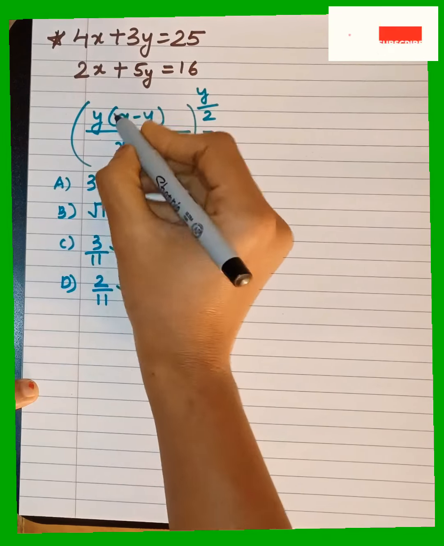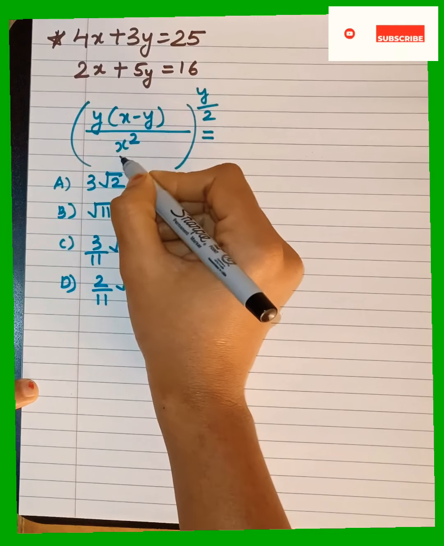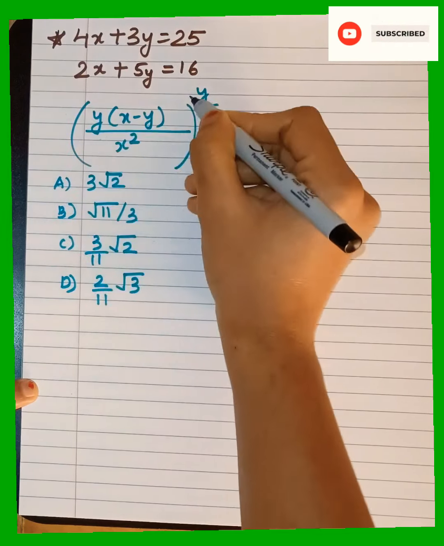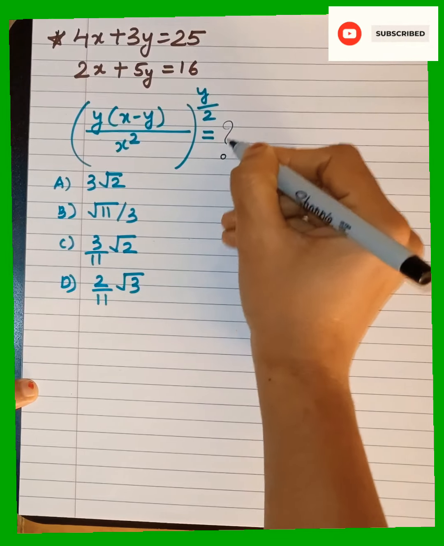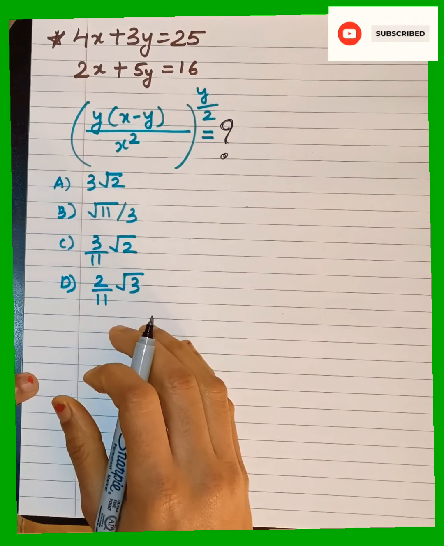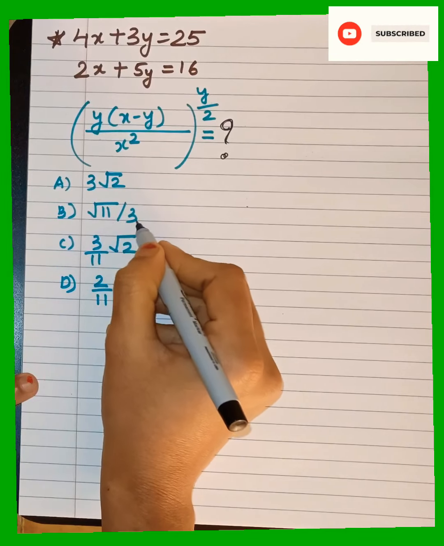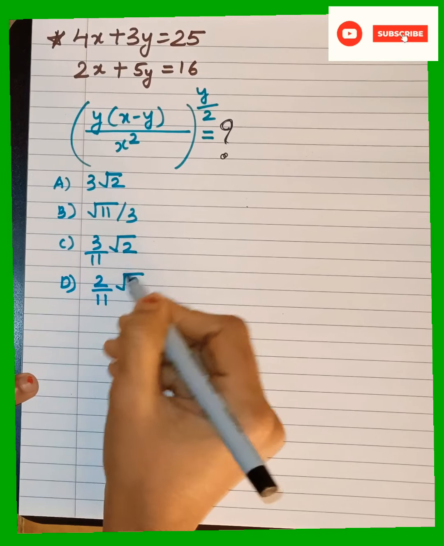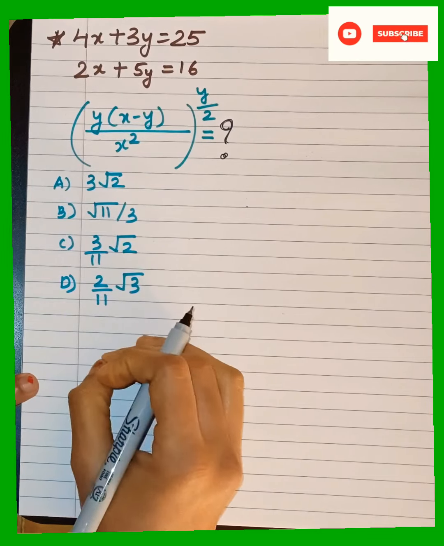The value of y into bracket x minus y upon x square, and this whole raised to y upon 2. So this is equal to question mark. So this value we need to find out, and these are the options given to us. The options are 3 root 2, root 11 upon 3, 3 upon 11 root 2, 2 upon 11 root 3. So these are the four options which are given to us.